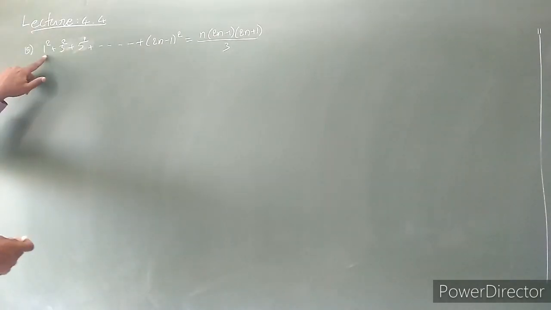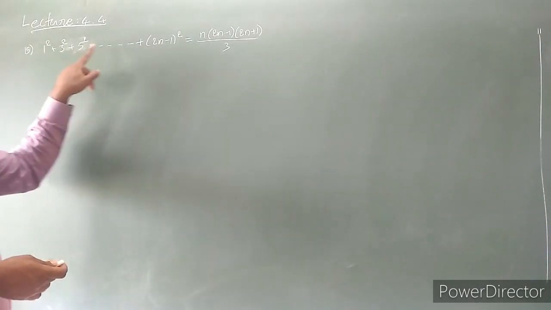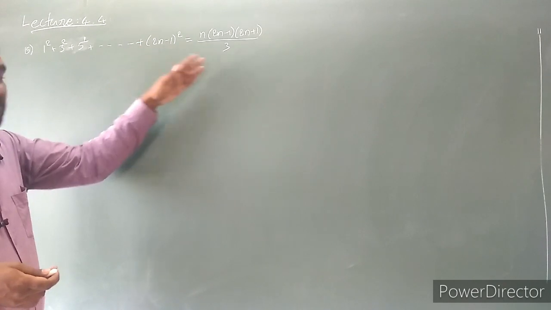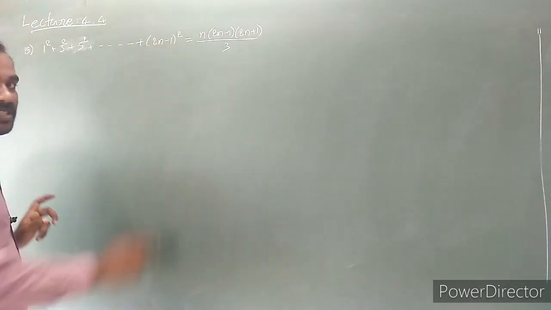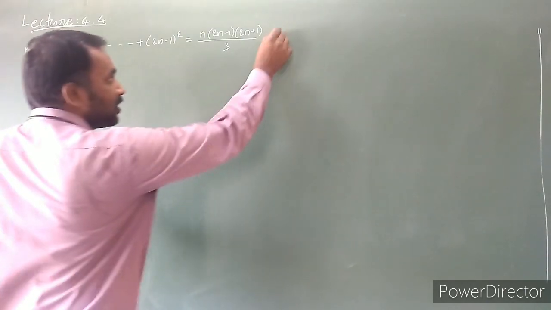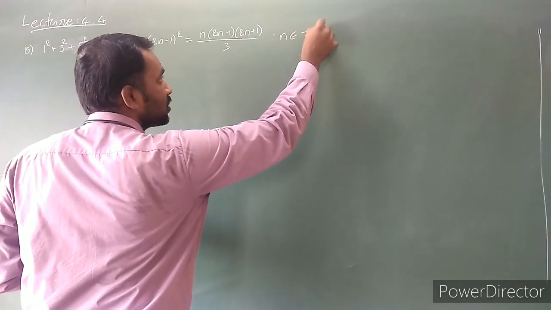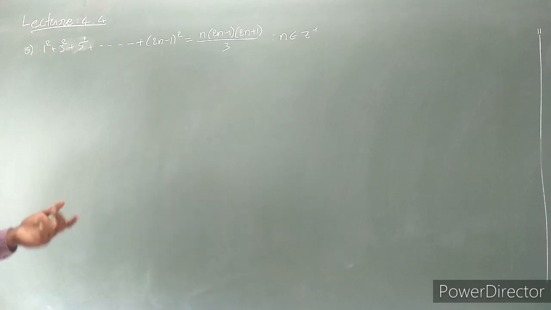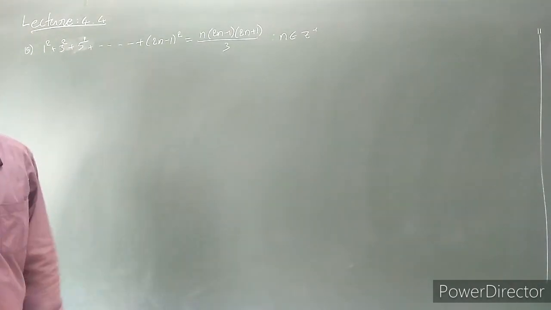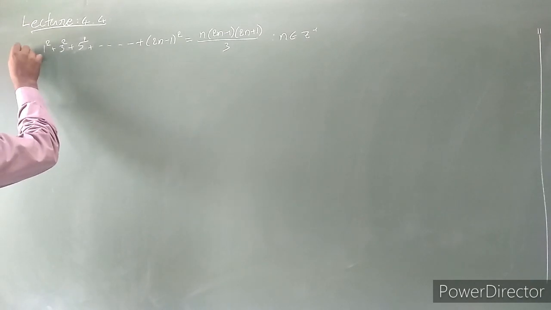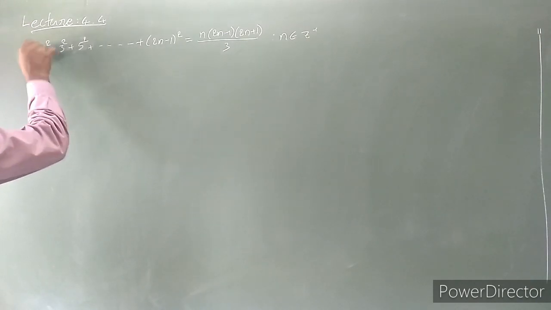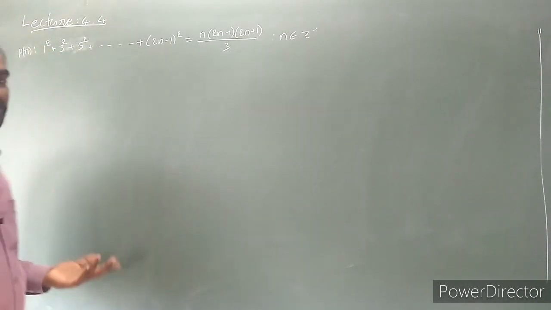What are the odd integers? 1, 3, 5, 7, 9, 11. These are all the odd numbers. So for these odd numbers, the nth term is (2n-1), provided that n is any positive integer. Is that clear? So we need to prove that LHS is equal to RHS. So first of all, I just consider this as P(n). I hope you can easily proceed with this one.